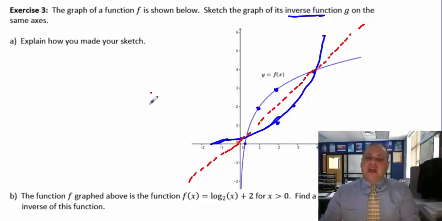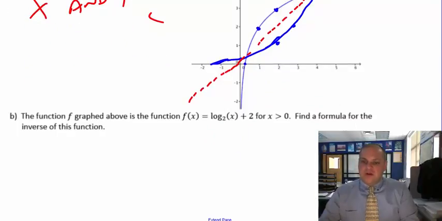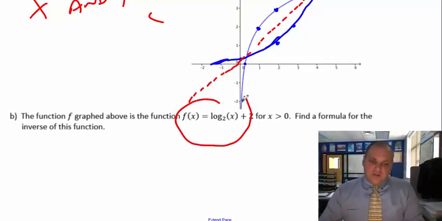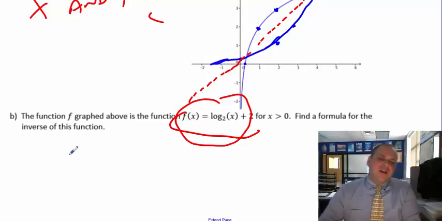Explain how you made your sketch. We'll just go over here. We switched x and y from the given function, right? Okay. The function f graphed above is the function this. So this right here. Find a formula for the inverse of the function. So we're going to do the inverse of this guy here, which we did a little bit in our last lesson, but now we're going to have a little +2 at the end there. So let's see how this is done.